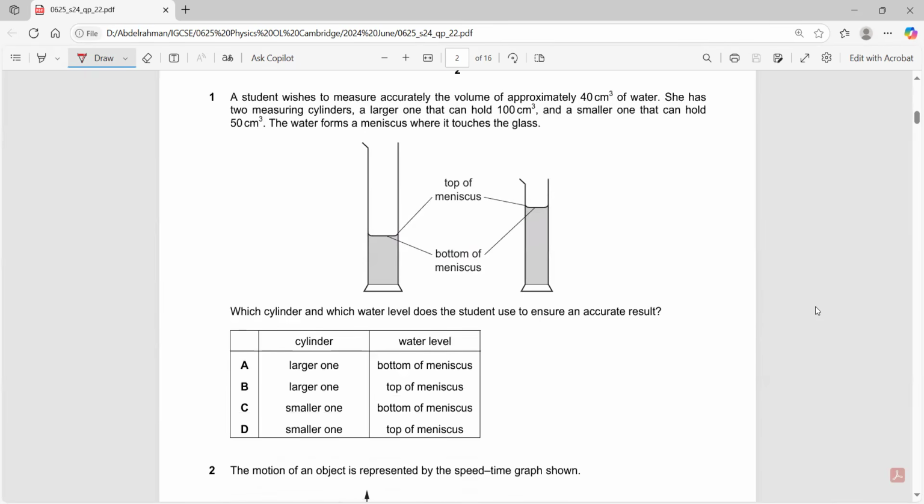Question 1. A student wishes to measure accurately a volume of approximately 40 centimeters cubed of water. She has two measuring cylinders, a large one that can hold 100 centimeters cubed and a smaller one that can hold 50 centimeters cubed. The water forms a meniscus where it touches the glass. Which cylinder and which level does the student use to ensure an accurate result? Should she choose the larger one? Definitely not. She needs the smaller one, and we take the reading from the bottom of the meniscus.